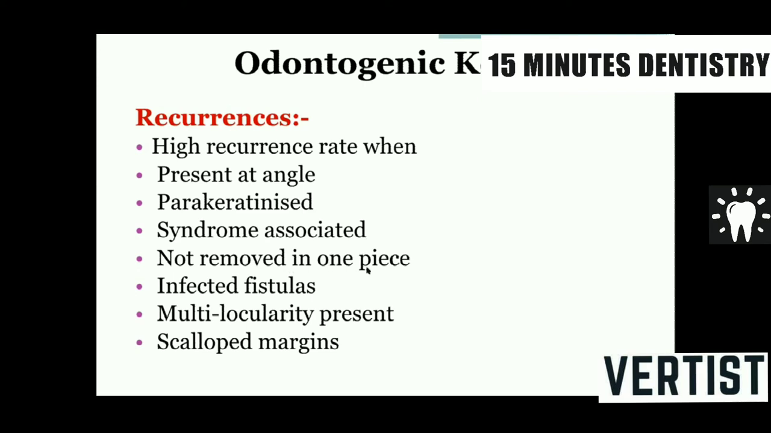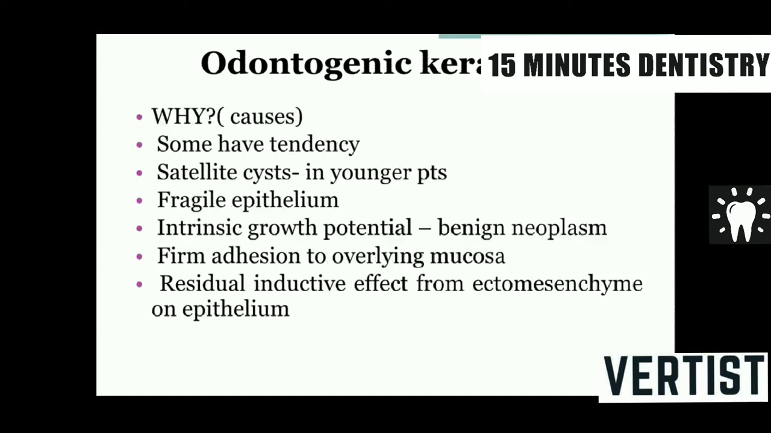If it is not removed in one piece because the epithelium is very friable and the epithelial connective tissue junction is flat, then also it is recurrent in nature. If a fistula develops, the cyst will recur. If the cyst is multilocular in appearance, with multiple locules, it could be more recurrent compared to the unilocular cyst. Some cysts have a tendency to recur. Satellite cysts are also responsible for recurrence. The fragile epithelium is responsible for recurrence.